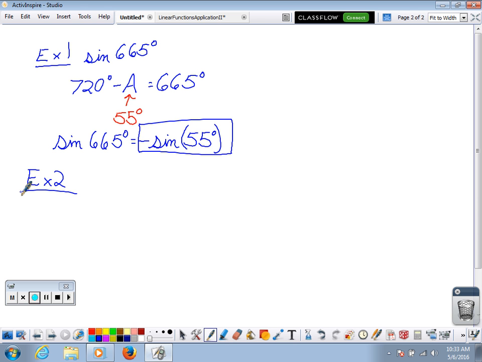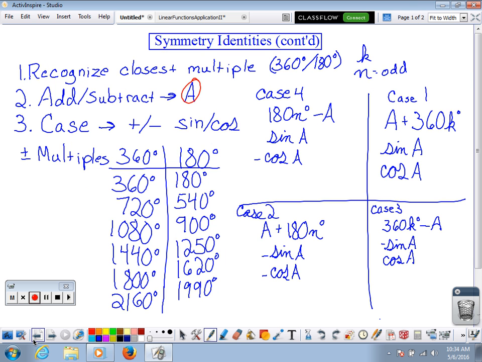Okay, and for another one, let's say we have cosine of 480 degrees. Okay, let's look at that 480 degrees, and let's compare it to our multiples. Okay, it's between 360 and 540. Which one is it closer to? Okay, we have 480 degrees. Is that closer to 540 or 360? It's closer to 540. Okay?